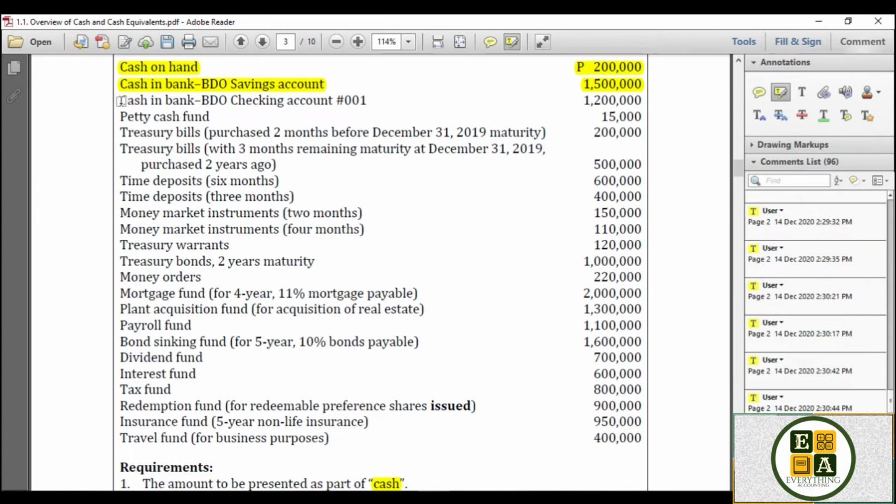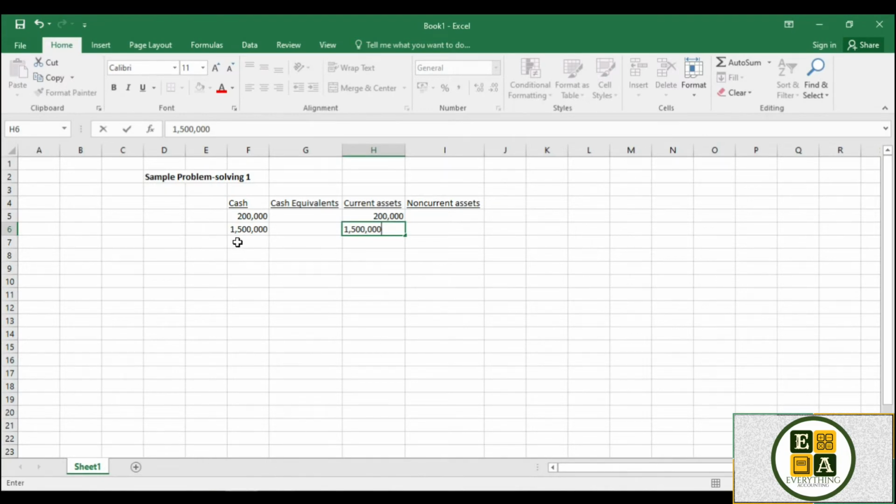The next, cash in bank, BDO checking account, number 001, 1,200,000. Wala rin istorya kung ano yung other descriptions with 1,200,000. Checking account siya, so diretso na 1,200,000. Papasok din yan as current asset na 1,200,000. Okay?